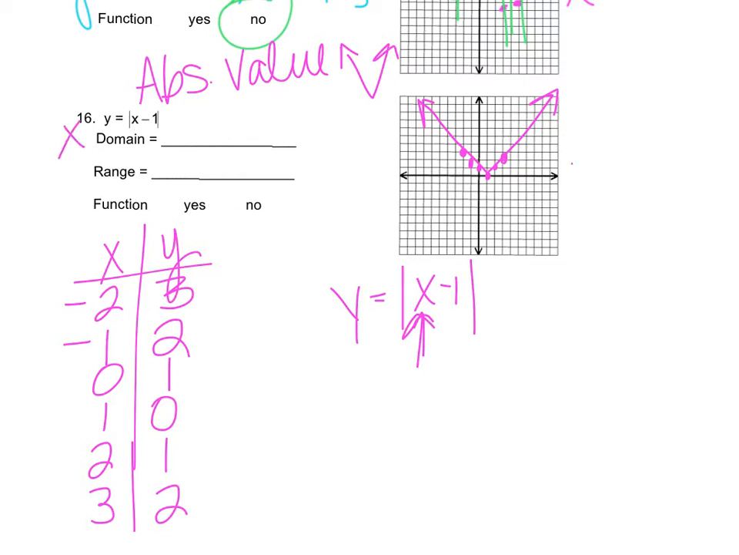Domain, look at the x-axis. If we look here, we can't stop there because there's an arrow. We can't stop here because there's an arrow. So it's continuous. So domain would be all real numbers.